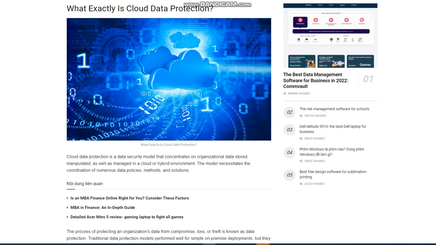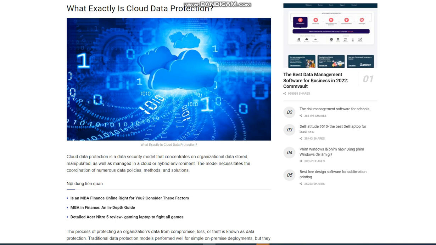The process of protecting an organization's data from compromise, loss, or theft is known as data protection. Traditional data protection models performed well for simple on-premise deployments, but they can become complicated when dealing with data stored in the cloud or hybrid environments. This article focuses on cloud data protection in particular.